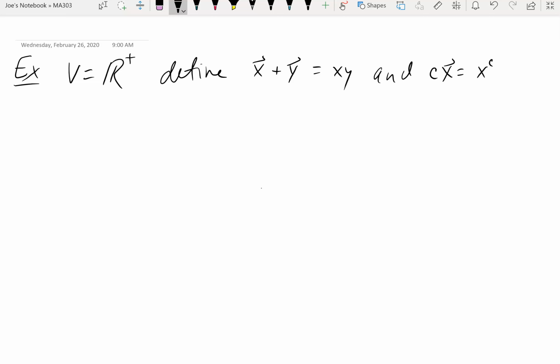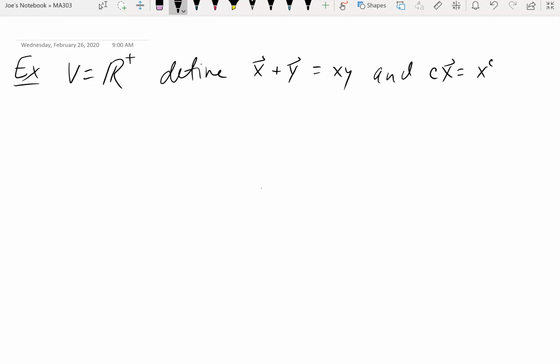What's the second thing that we check? Or third thing that we check, I guess, technically at that point? Associativity. Again, addition is defined as multiplication. Is multiplication associative? Yes. What's the next thing? There's the existence of a zero vector. Yeah, a zero vector, right?